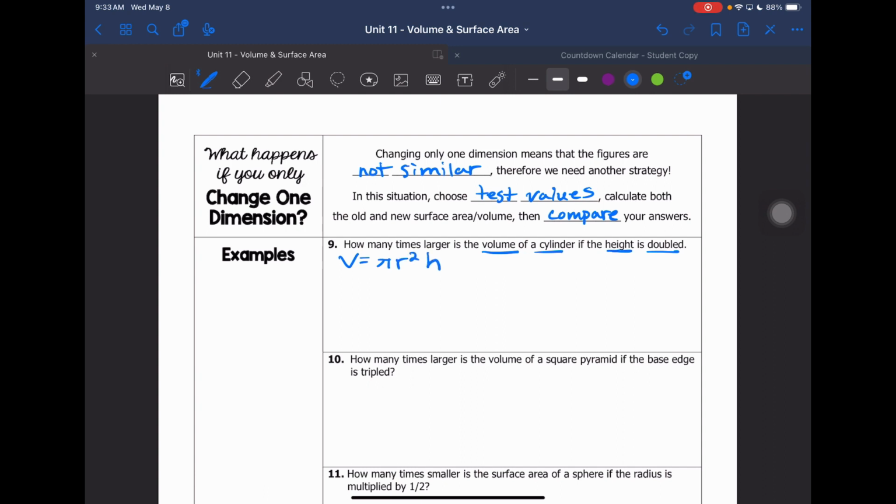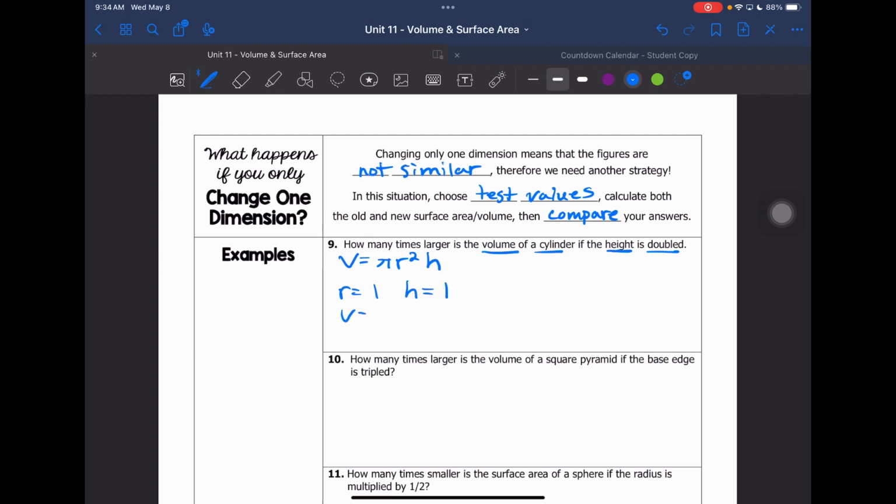So we're not working with any specific measurements. It's not like we have a diagram. They didn't tell us what the actual height would be. So we choose our own test values. So we need to choose a value for R and a value for H. I'm just going to go with the easy numbers. So R could be 1 and height could be 1.